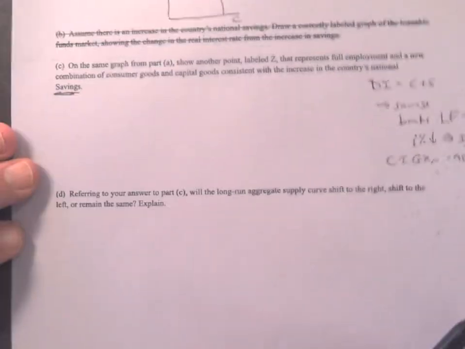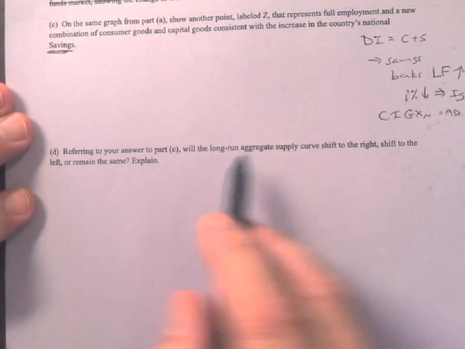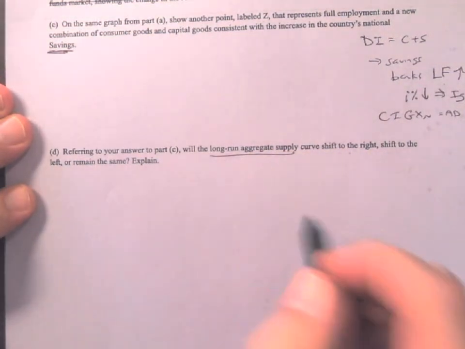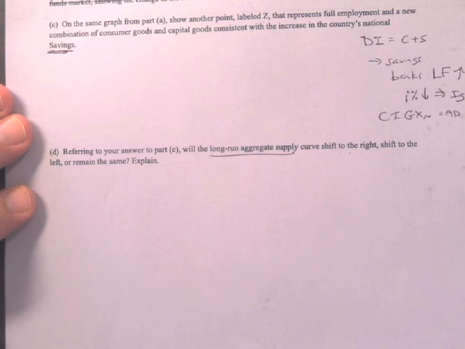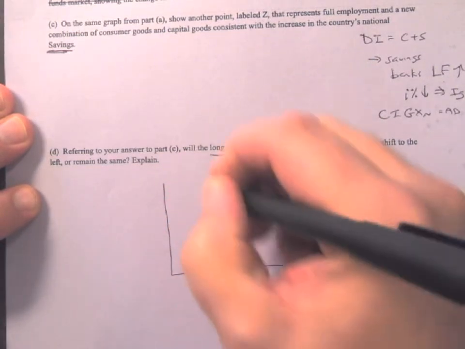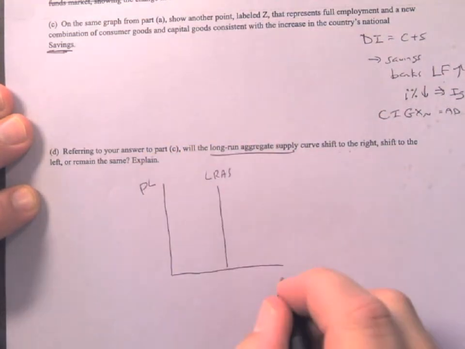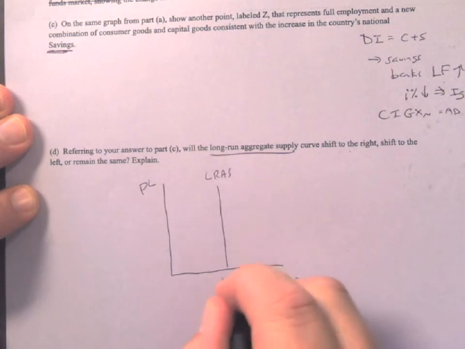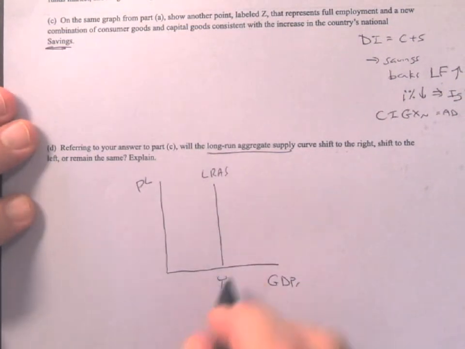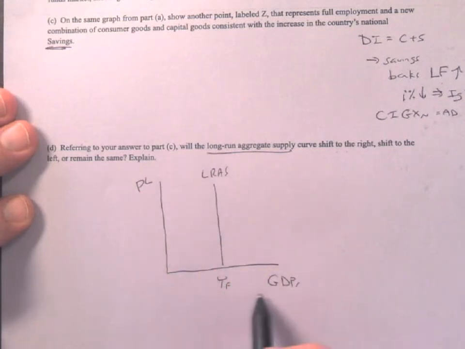Everyone's working. Okay, referring to your answer in part C, will the long run aggregate supply shift right, shift left, or remain the same? And explain. So they don't ask you to draw it, but we could and we should, because this is unit 3.4, which we're doing today anyways. So this is the long run aggregate supply curve right here. And at full employment, this long run aggregate supply, remember, this is all the GDP we could make.